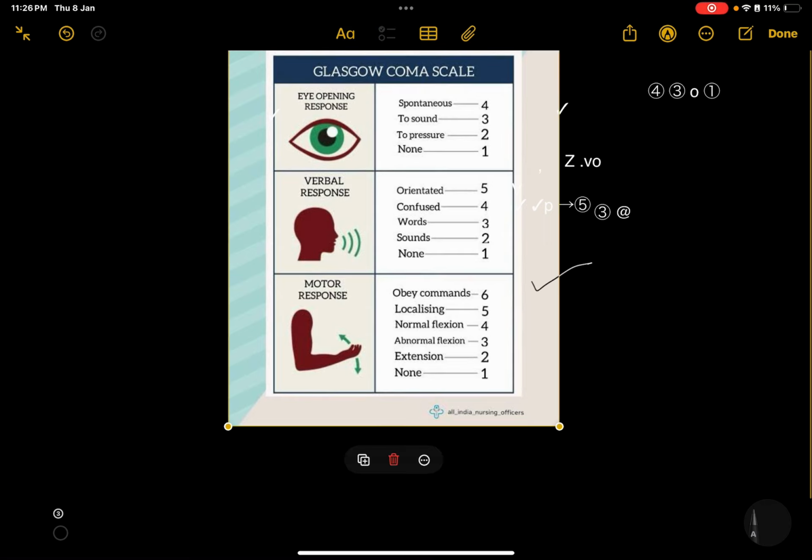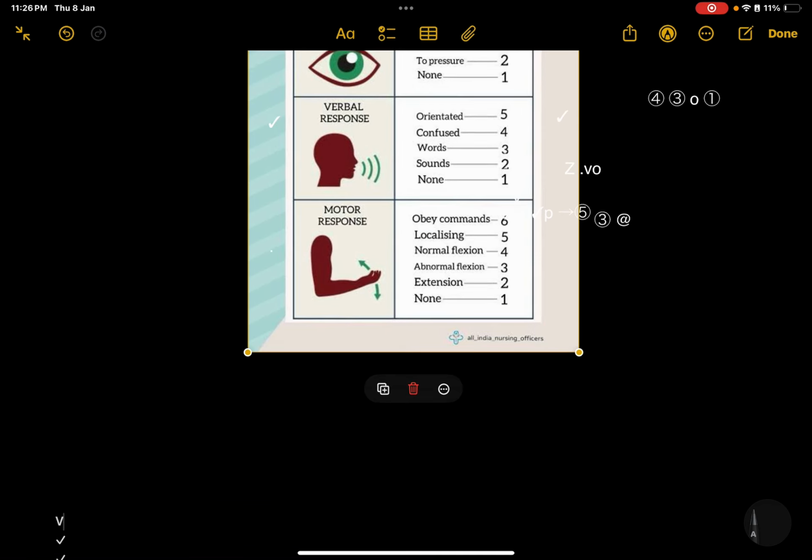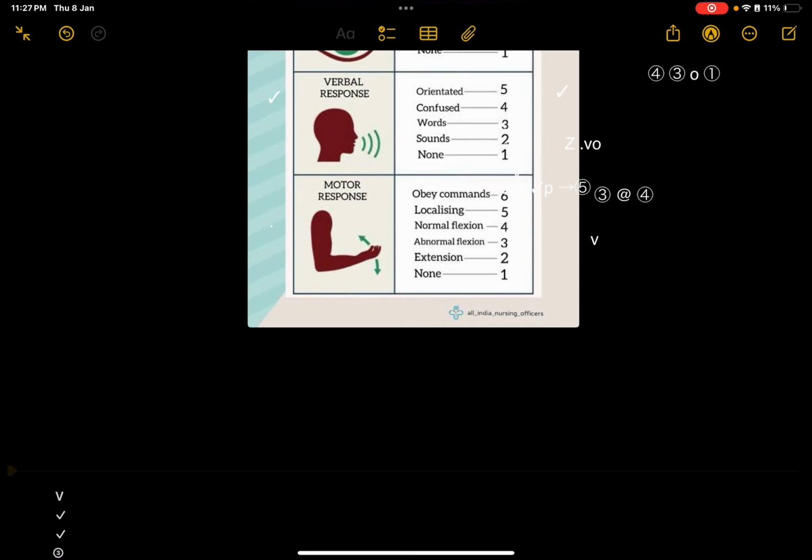Then the last, motor response. In motor response, if the patient obeys the command, that is 6. If there is localized pain response, you give 5. If you pinch the patient and there is normal flexion of the hand or leg, you give 4. If abnormal flexion is there, you give 3. If you give any kind of pain and the patient responds with extension, like hand and leg extension, you score it as 2. And if there is no response to pain, voices, or any motor response, you score it as 1.